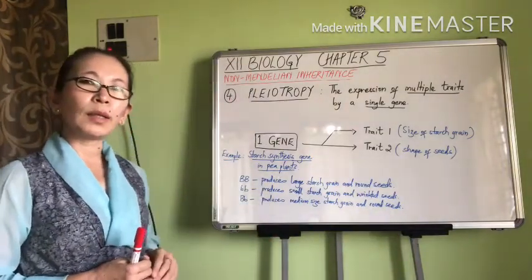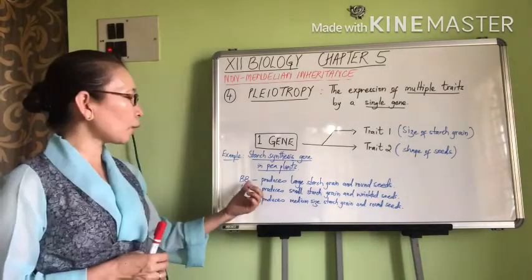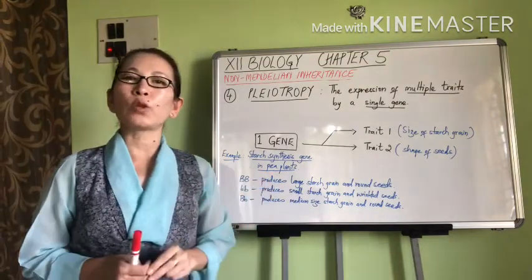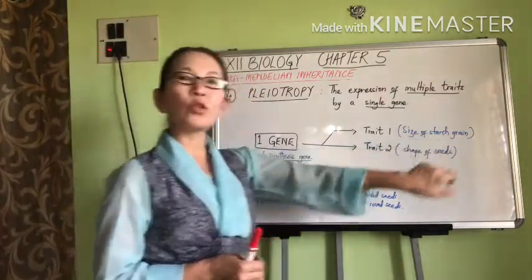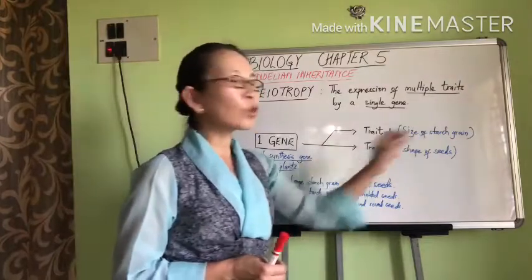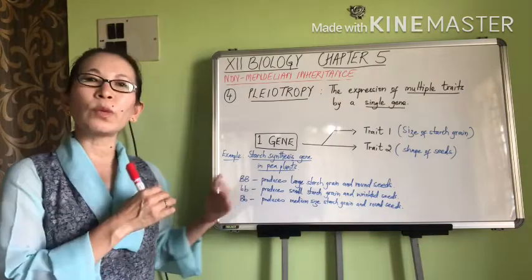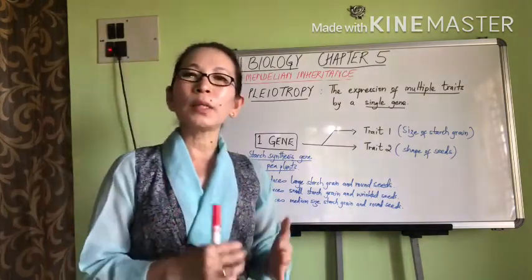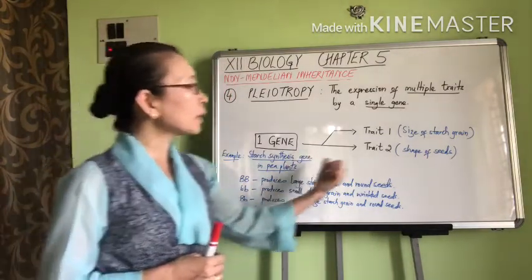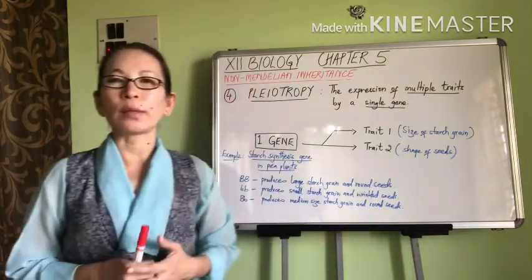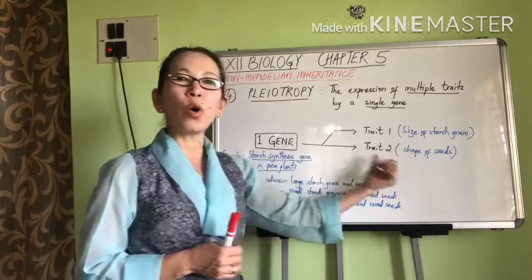So what we see here is, based on the nature of the combination of the alleles, the gene has two effects on the pea plant. The two effects are, it can cause an effect on the size of starch grain, as well as an effect on the shape of seeds. So size of starch grain can be large, medium, or small, depending on the genotypic combination, and the shape of the seeds can be round or wrinkled. So in this way, we also see that one gene is affecting, in this case, two different traits.